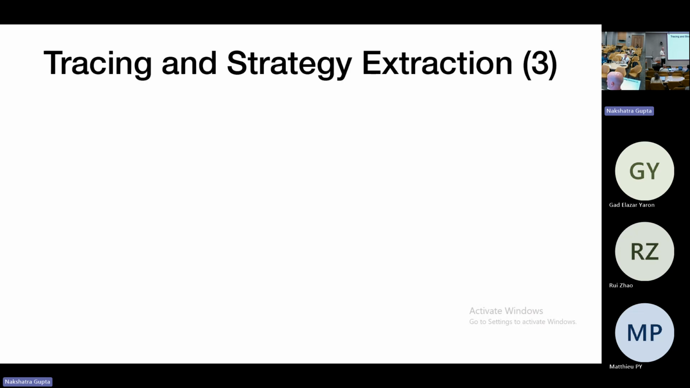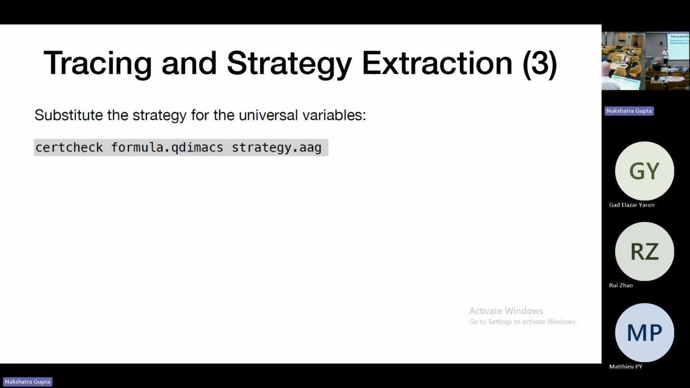Okay. And then once you have the strategy, as a last step, you want to take that circuit and make sure it really is a winning strategy by substituting the circuit for your universal variable. And then the resulting propositional formula has to be unsatisfiable. So in this case, you can achieve this by running this command. So formula is the formula you started from that you solved. The strategy is the AIGER file. And then what this does is substitute the strategy for the universal variables and create a CNF file.